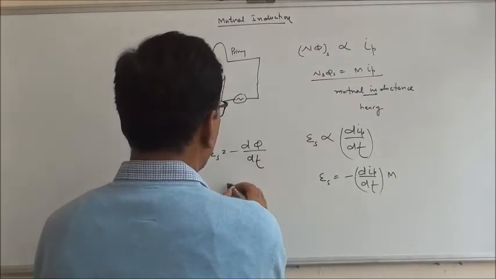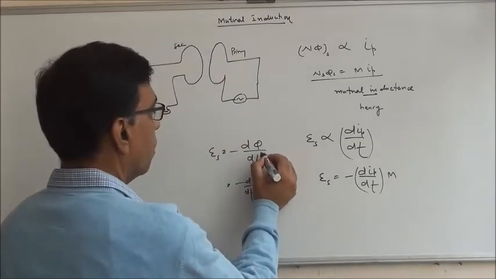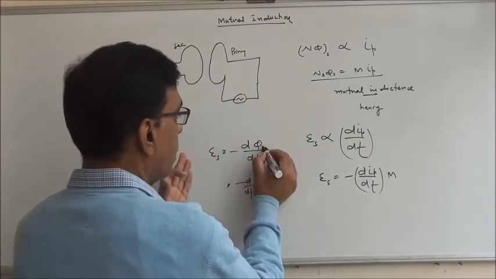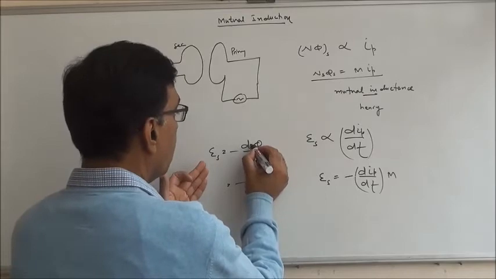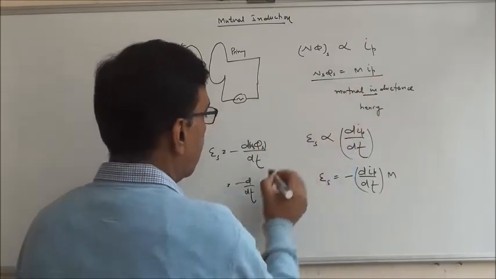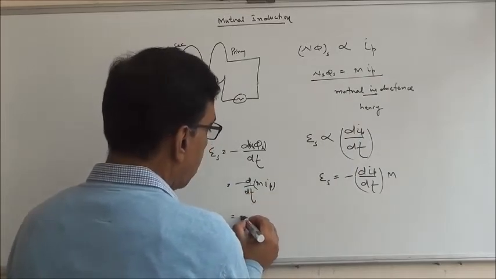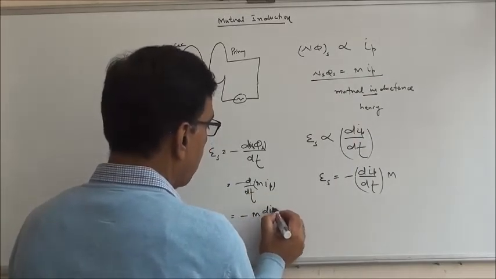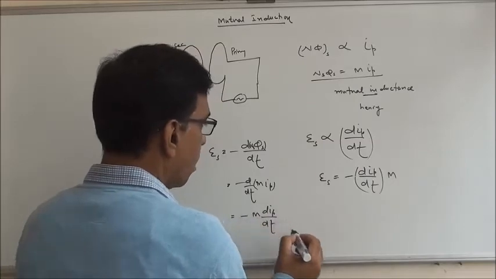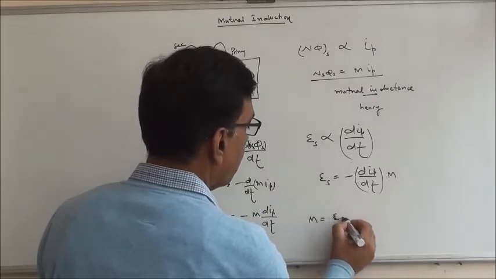Faraday's law: minus d by dt of the flux for the secondary. If this is for one turn, and we have N turns, we can multiply it by N, so N phi can be written as M I p. M is not depending on time, so it is M dIp by dt. Same as this.